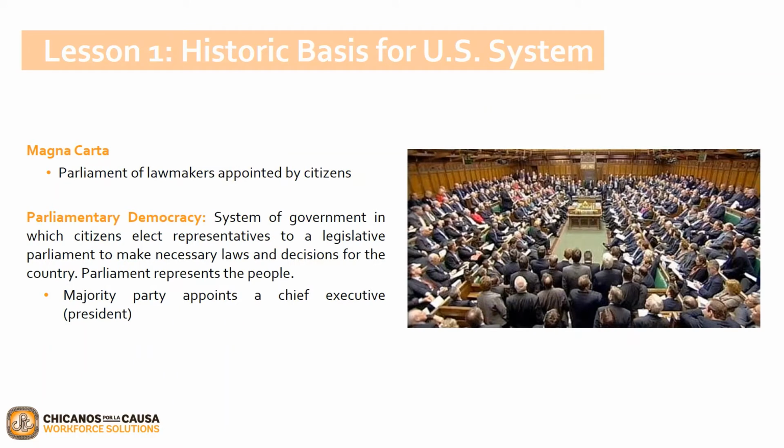As a result of the signing of the Magna Carta, additional government oversight came into fruition. The group of the king's reviewers developed into a parliament of lawmakers who were appointed by the citizens. So as the parliament's power grew, England changed into a parliamentary democracy. In this form of government, the citizens elected representatives to make necessary laws and decisions for their country. These representatives' job is to look out for the best interests of their constituents. Also, under parliamentary democracy, the party that held the majority of seats in parliament gets to decide who will become their prime minister.